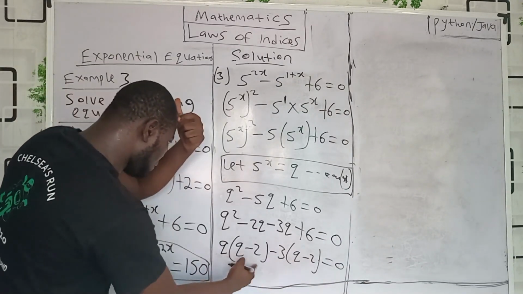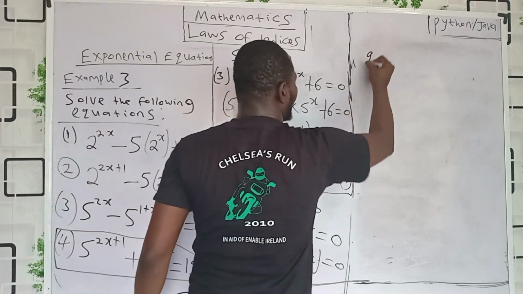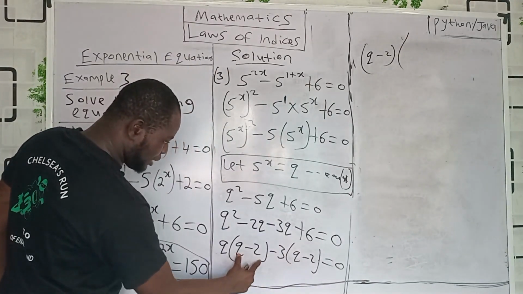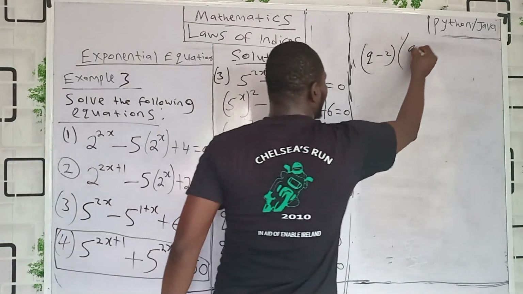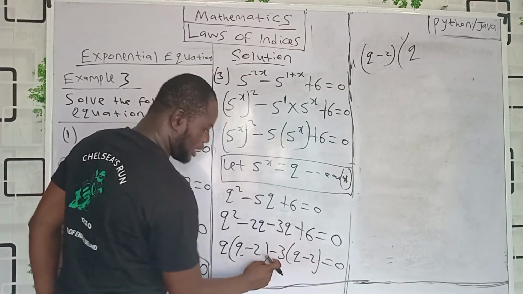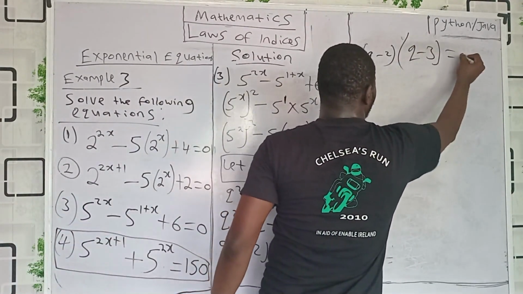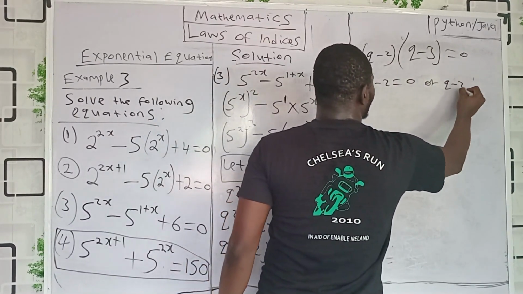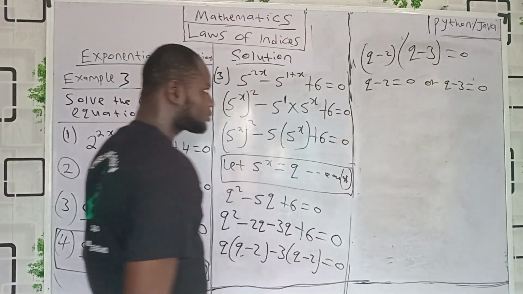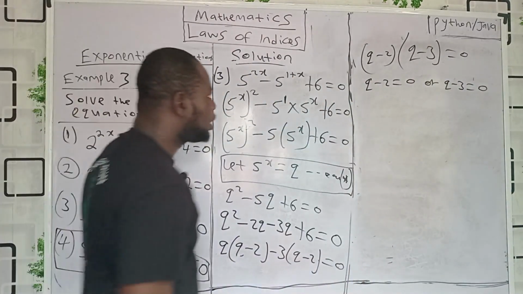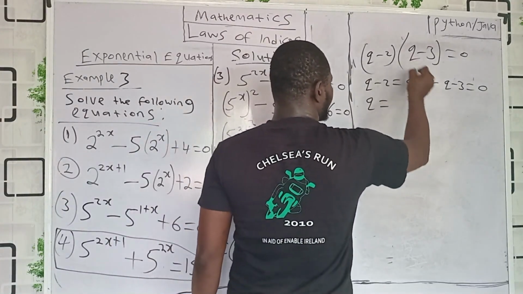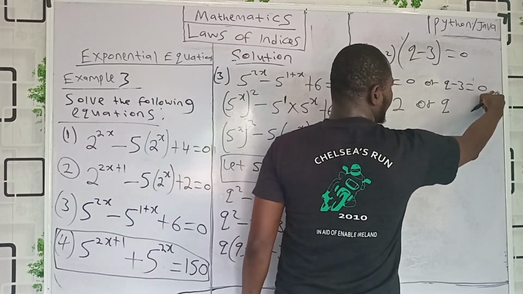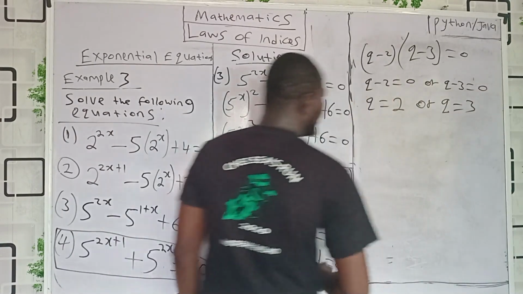From here, as usual, what do we have in common? q minus 2. Oh yeah, let's factorize. We now have q minus 2 into bracket, when you bring q minus 2 out, we are left with q, and minus 3 equal to 0. Good. q minus 2 equal to 0, or q minus 3 equal to 0. Am I communicating? So q is what? Transfer 2 to this side, that's 0 plus 2, q becomes 2. Or q is, transfer minus 3 to this side, 0 plus 3, that is 3. So q is 2 or q is 3.